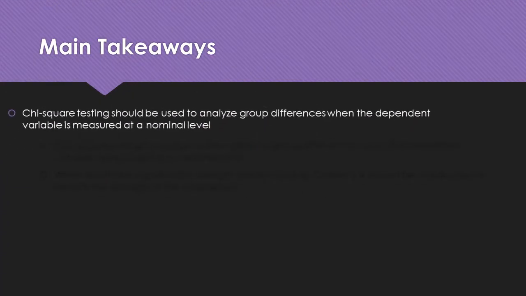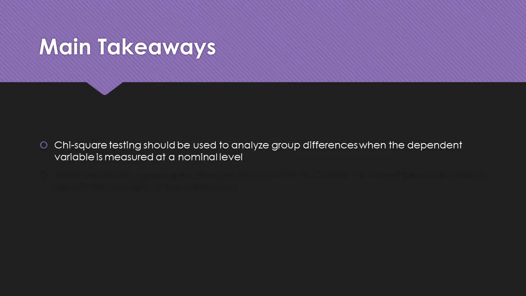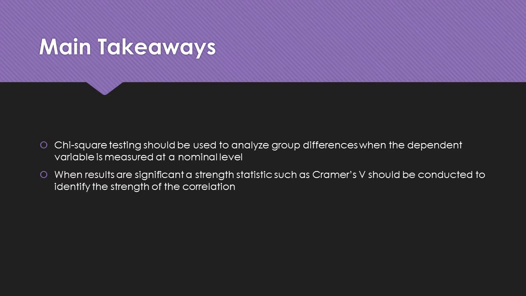The main takeaways from this presentation are that chi-square testing should be used to analyze group differences when the dependent variable is measured at a nominal level, and when the results are significant, a strength statistic such as Cramer's V should be conducted to identify the strength of the correlation.